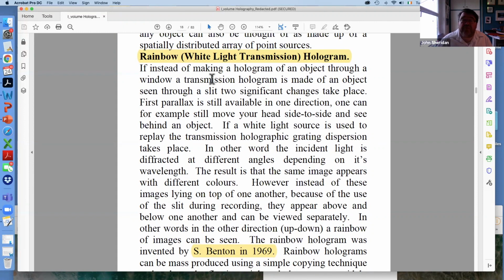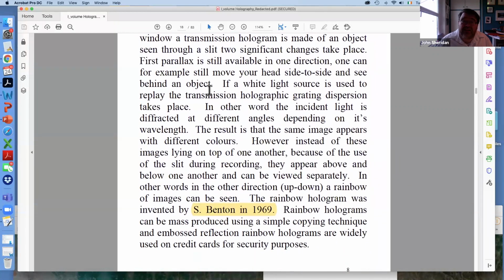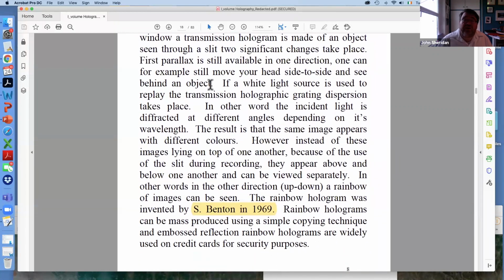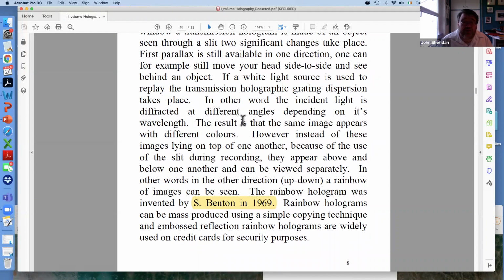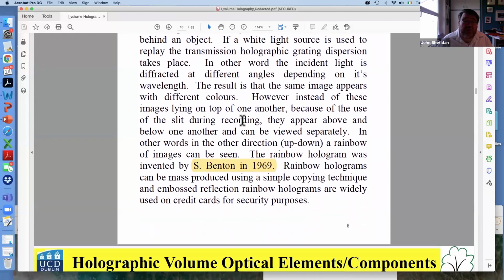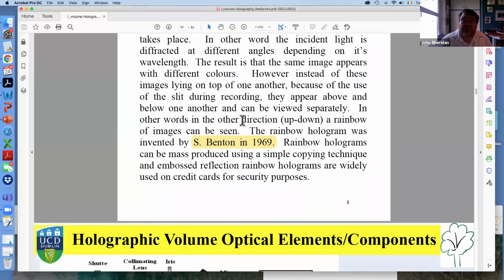Anyway, if instead of making a hologram of an object through a window, a transmission hologram is made of an object seen through a slit, two significant changes take place. First, parallax is still available in one direction. One can still move your head side to side and see behind an object. If a white light source is used to replay the transmission hologram grating, dispersion takes place. In other words, the incident light is diffracted at different angles depending on its wavelength. The result is that the same image appears with different colors. You tilt it and you'll see the same image, but with different coloring.